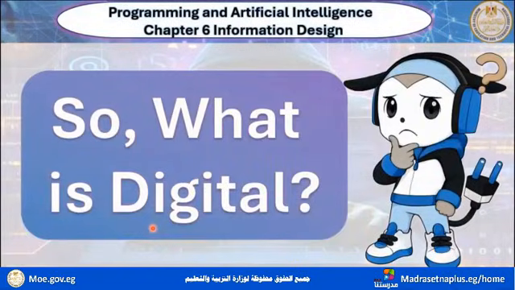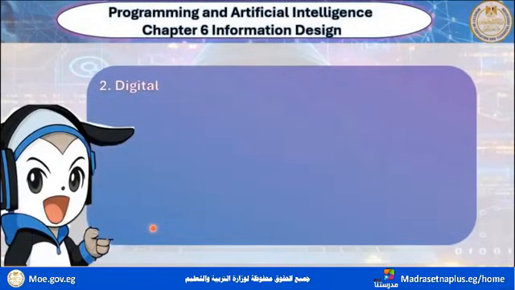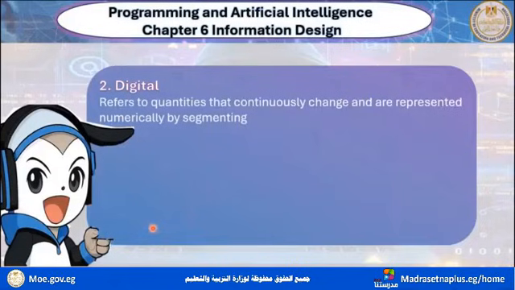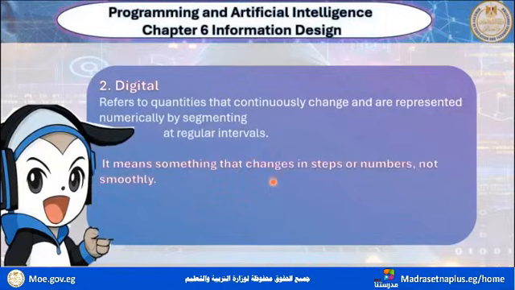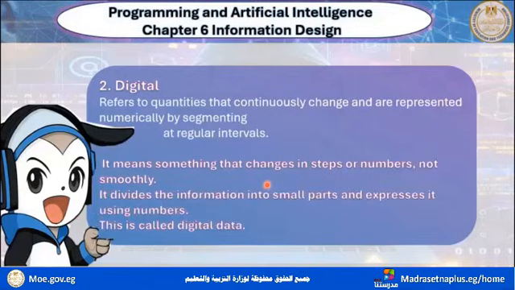And now, what is digital? Digital refers to quantities that are represented numerically by segmenting at regular intervals. It means something that changes in steps or numbers, not smoothly at all. It divides the information into small parts and expresses it using numbers. This is called digital data.